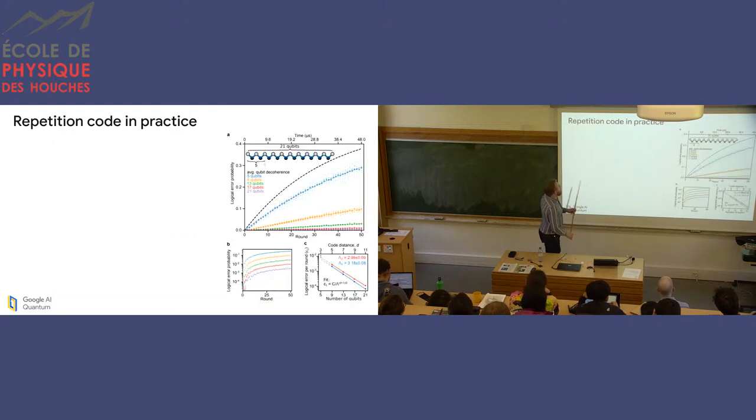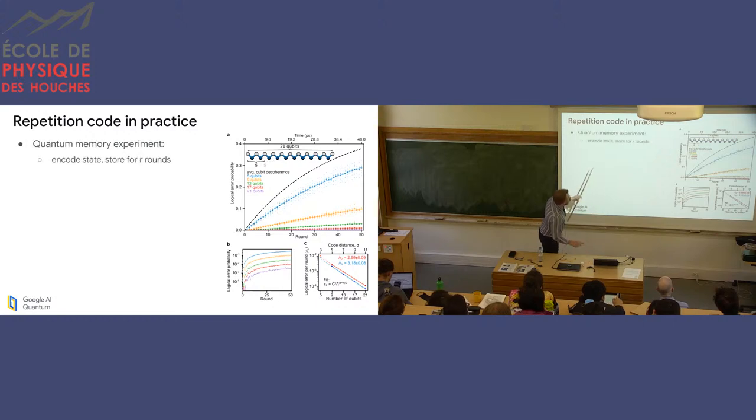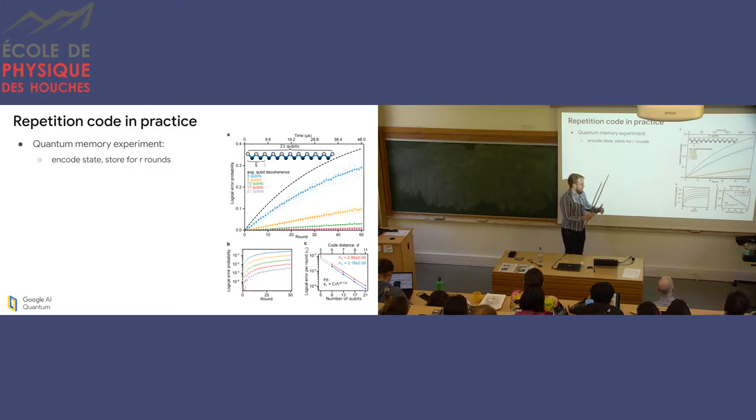Okay, let me talk about the repetition code in practice. This is an experiment that we did, I think, back in 2021. I don't actually have the citation here. But what you see here is exactly the thing I described previously. It's a quantum memory experiment. We take a state, we store it for n rounds, where n goes from 0 to 50. Every single round we make a parity measurement, and the length of our parity circuit dictates how quickly we can put these dots. And then we decode the result, and we see how well we've done.